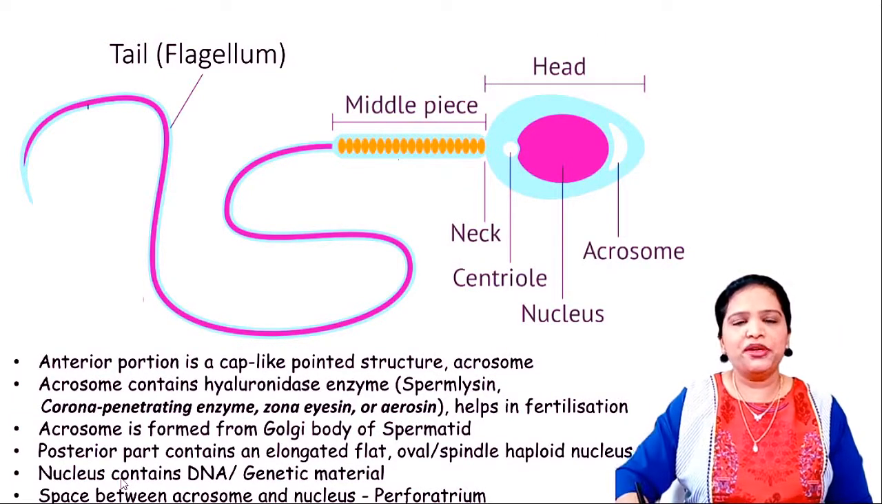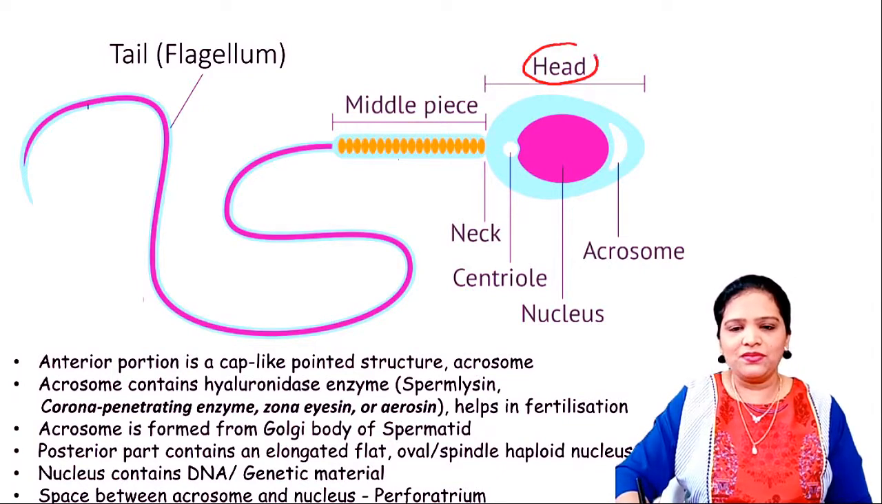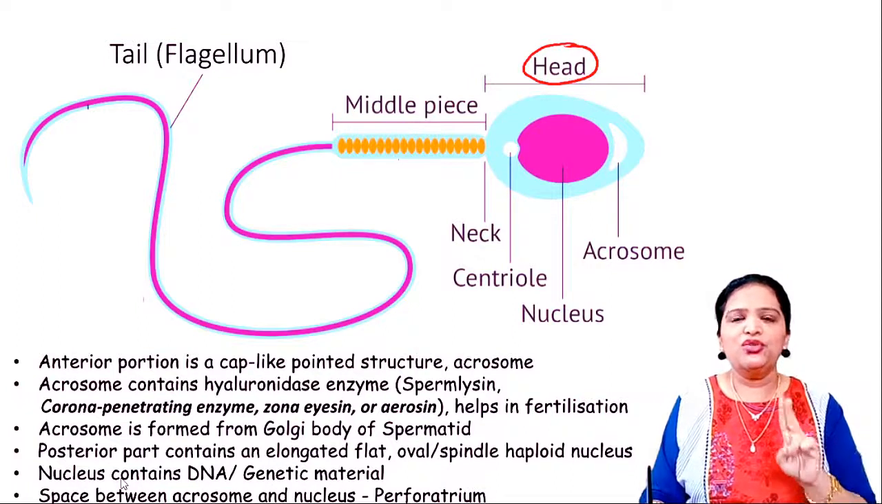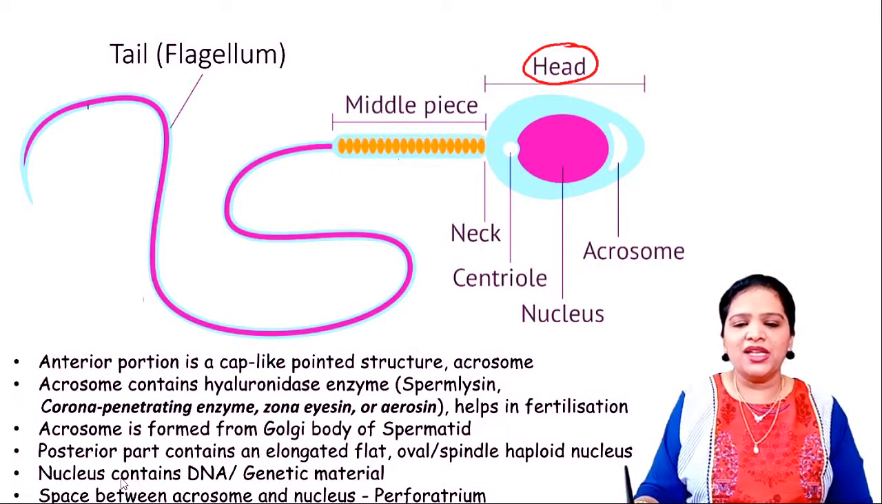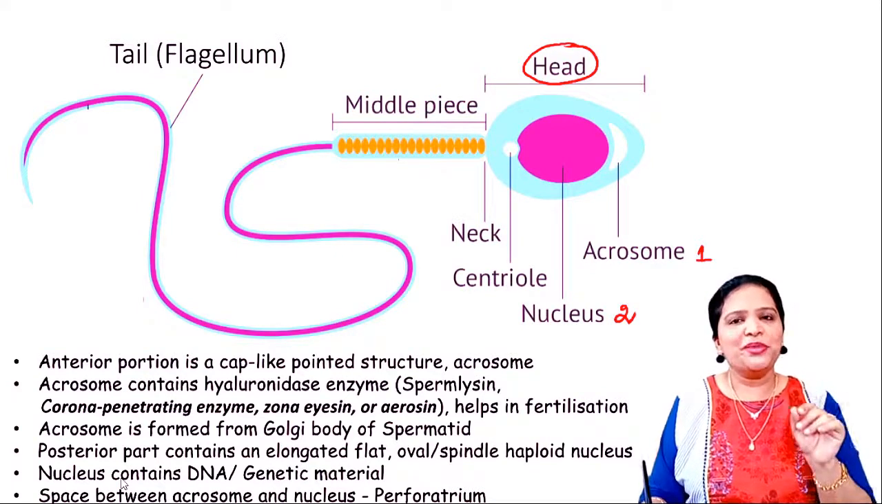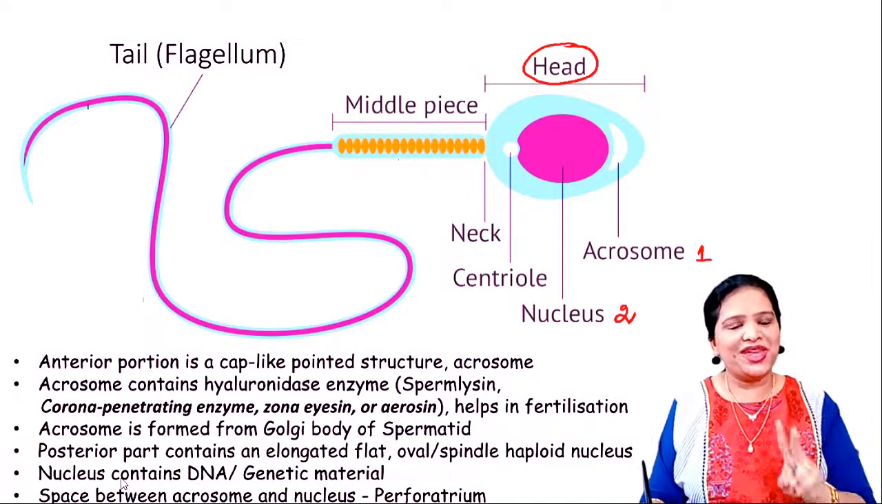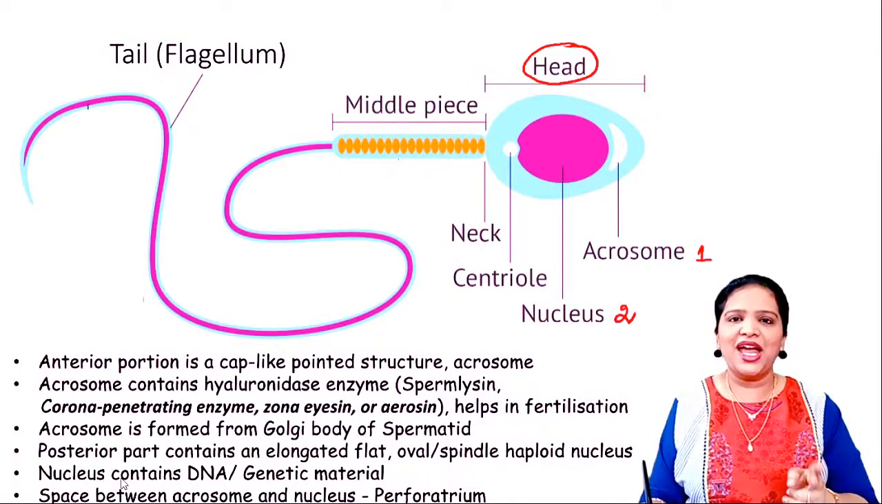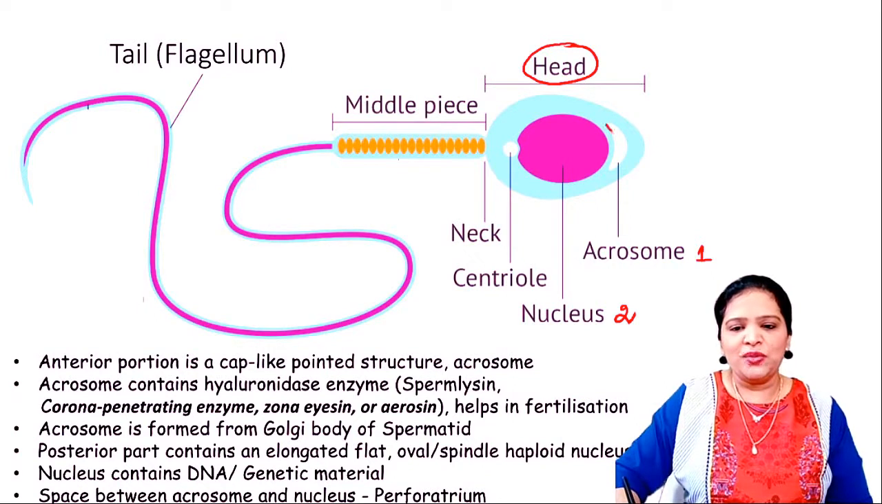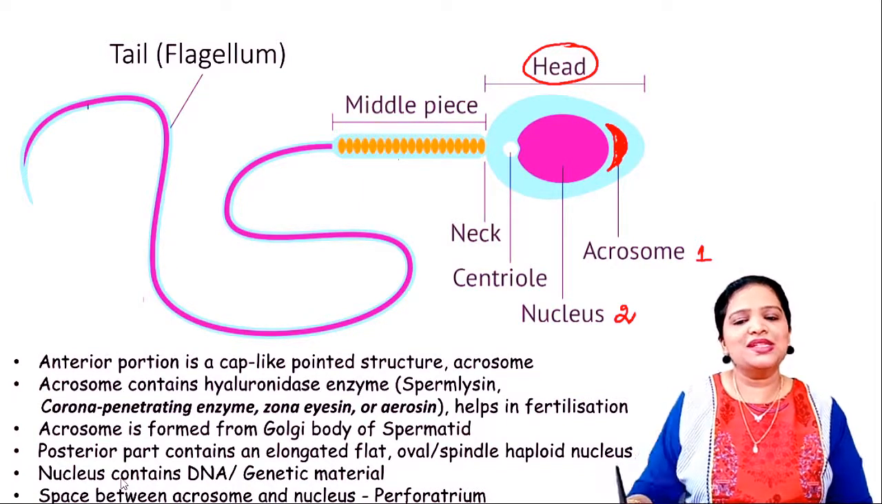Let's see the first part, the head. What is present in the head of the sperm? Two major things are present: one is the acrosome and another is the nucleus. A sperm head consists of two major parts, acrosome and nucleus. What is the acrosome? The acrosome is a cap-like structure, as you can see in what I am drawing.